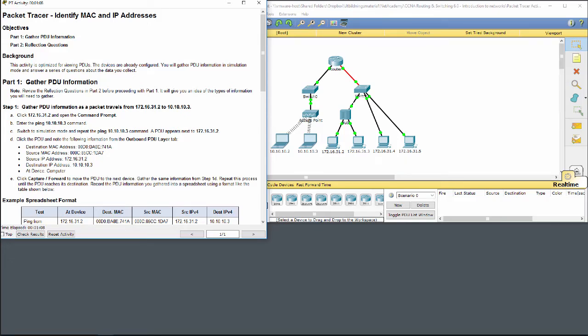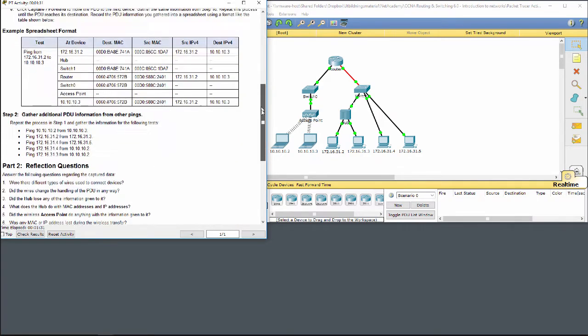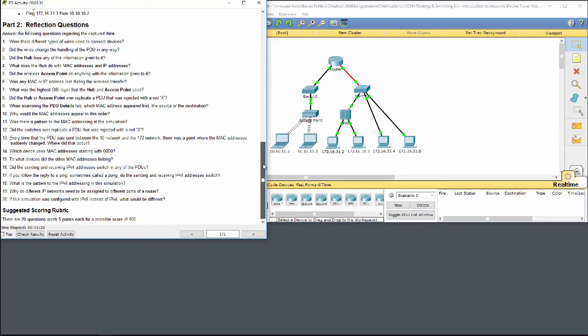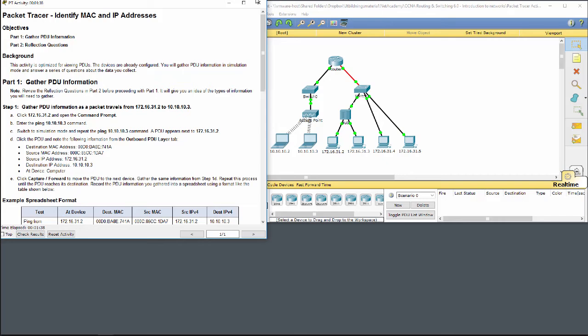This is a walkthrough of the Cisco Packet Tracer Lab 5.3.1.3 in the CCNA Routing and Switching Introduction to Networking version 6.0. The purpose of this lab is to understand the addressing on layer 2 and layer 3 in packets traversing through a network, and what happens with the addressing.